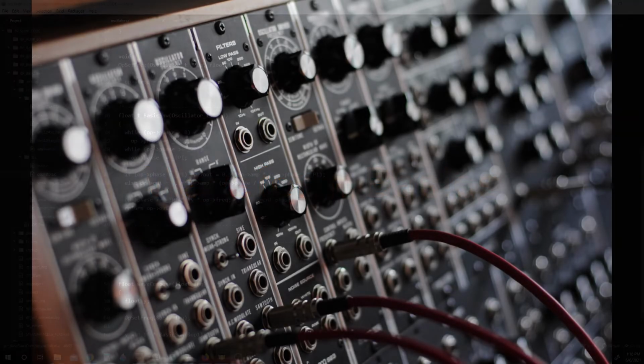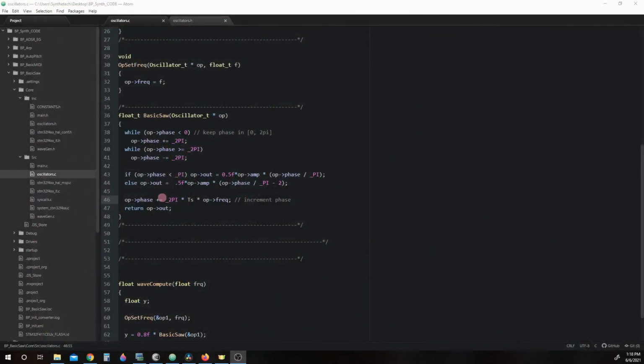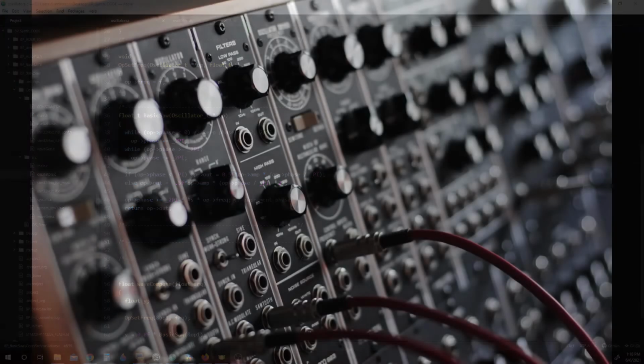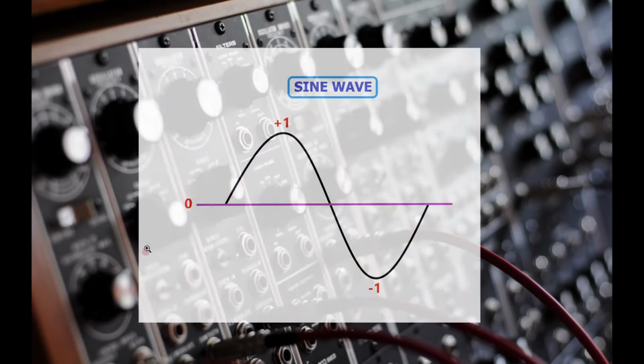In the previous lesson, we were ready to call the basic saw function. But in order to make sense of what we are doing inside that function, it will help to go over the basics of waveforms and how we will be using them in our code. First, let's look at a sine wave.